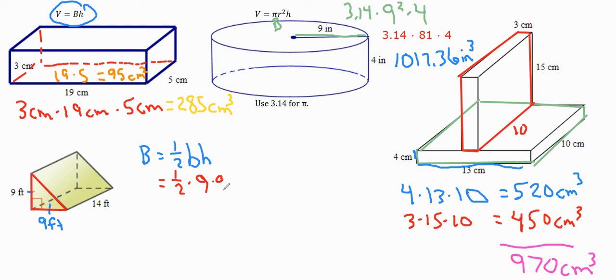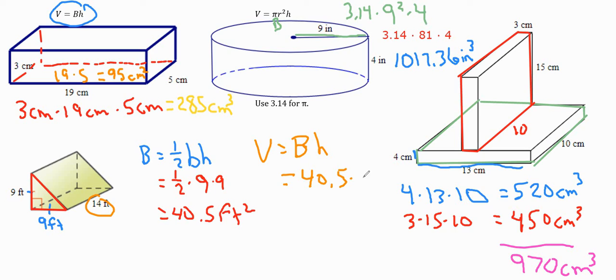So 1/2 times 9 is 40.5. So that's the area of the base. More specifically, I should say feet squared if I want to be technical or correct. So the volume is the big B times the height of the prism. The height of the prism is 14. So this is going to be 40.5 times 14, which is 567 cubic feet. So if you have any kind of questions, please ask your math teacher.